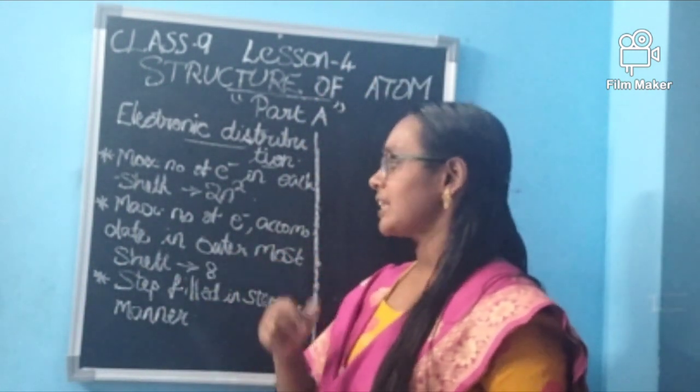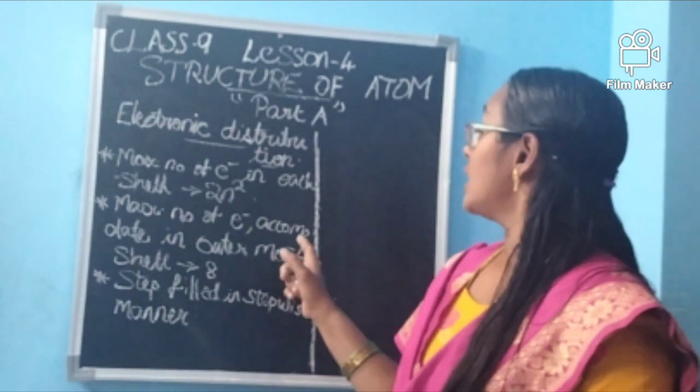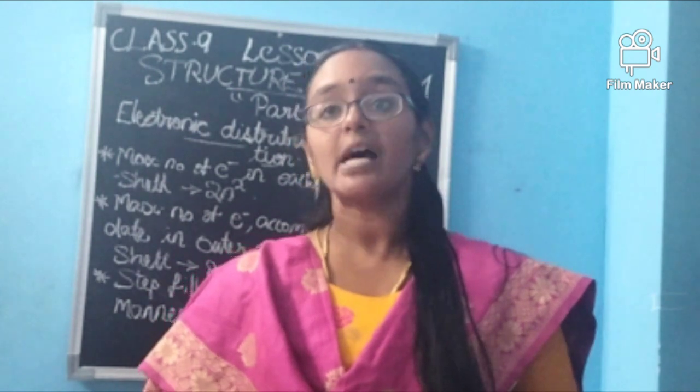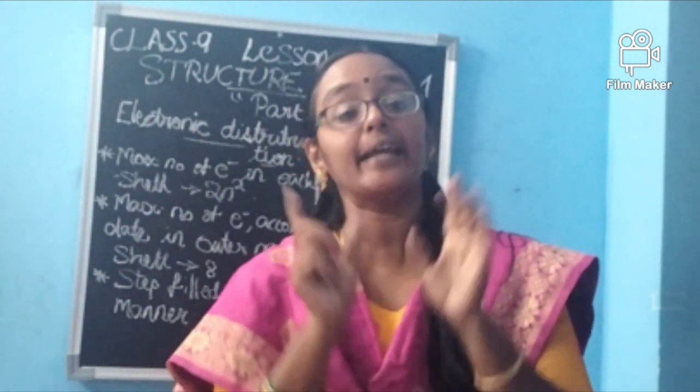Second, the maximum number of electrons accommodated in the outermost orbit is 8. That means the outermost orbit should have 8 electrons.